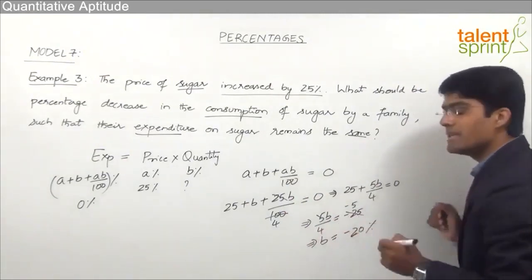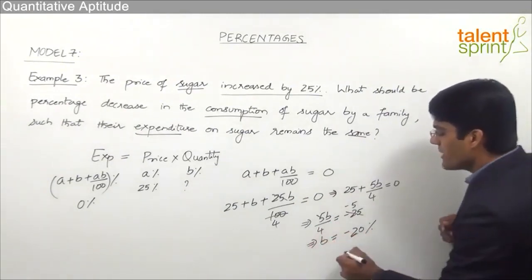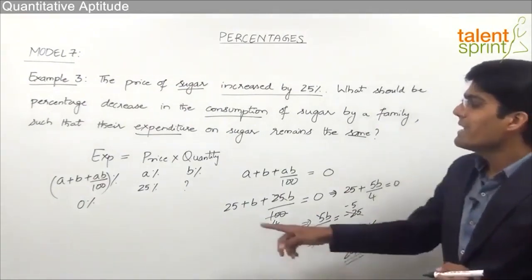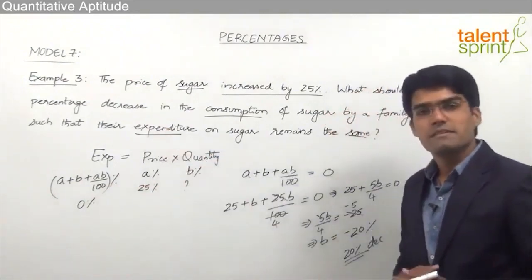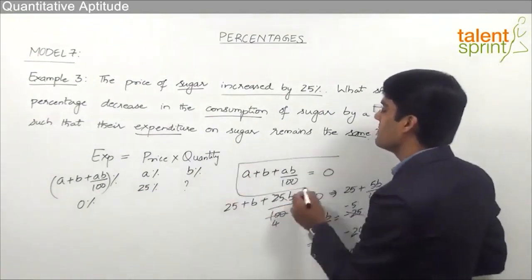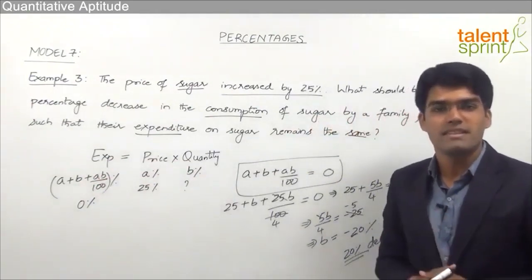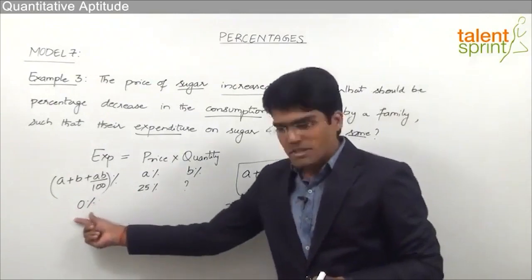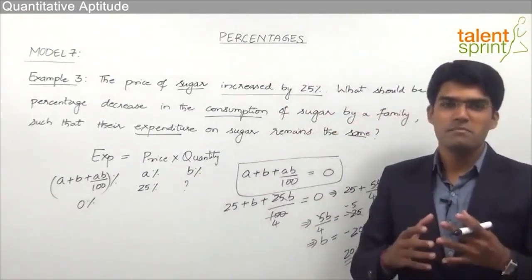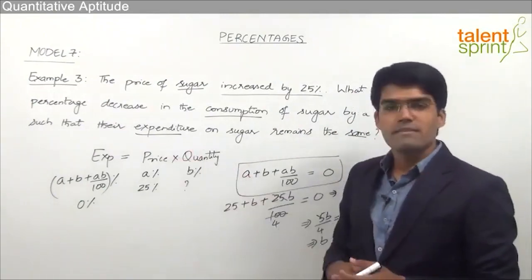So B is minus 20%, and minus sign indicates what? Decrease. So we can say that B should decrease by 20%. So the quantity or the consumption should decrease by 20% so that expenditure remains same when the price has increased by 25%. So as you can understand from this example, friends, the only difference is that in the previous two cases, A and B were given and we were supposed to calculate the overall or net percentage change. But in this case, overall change has been specified and A has been given and we are supposed to find out the value of B. So simply use the concept of net percentage change or effective percentage change in these kind of cases to get the required answer.